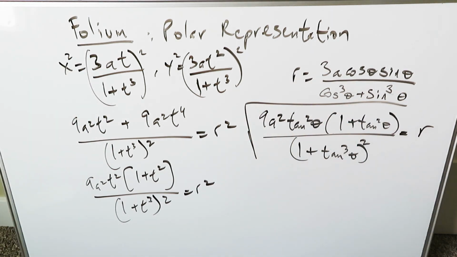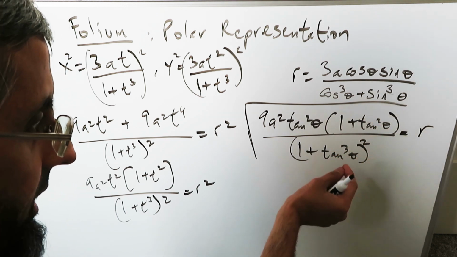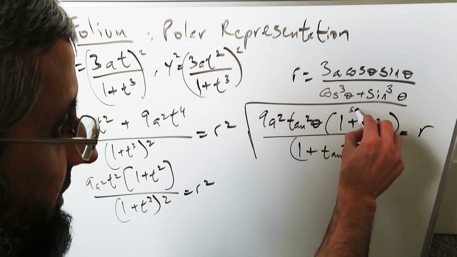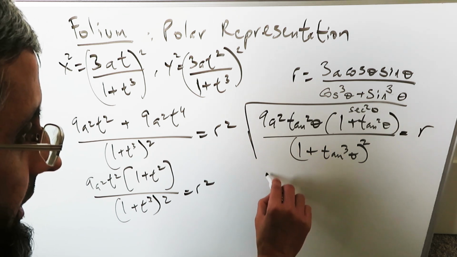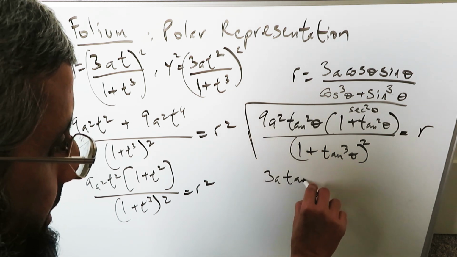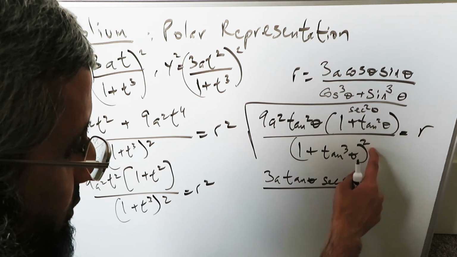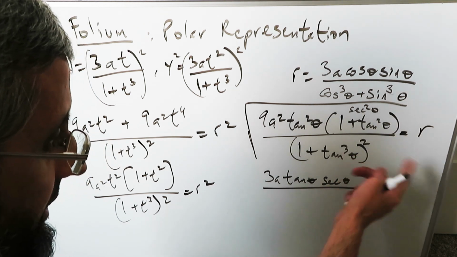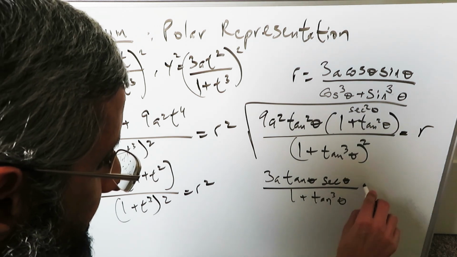But there's a trigonometric identity you can bring into play. 1 plus tan squared theta is equal to secant squared theta. Now you have to take the square root of everything. When you square root everything, you're looking here at 3a tan theta secant theta divided by the square root of this square. The square and this root will cancel each other out. You have 1 plus tan cubed theta, and this is equal to r.